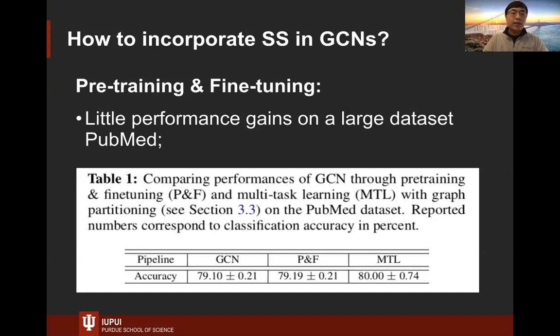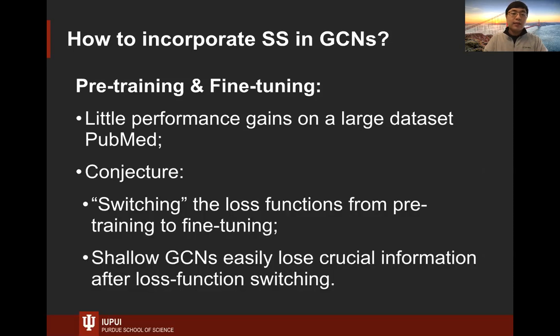For the first question, how to incorporate self-supervision in graph convolutional networks, the paper proposed three schemes. The first scheme is pre-training and fine-tuning, here denoted as PNF. According to Table 1, the result shows that this scheme has little performance gain on a large dataset, PubMed. The author argued that switching the loss function from pre-training to fine-tuning is the main reason, because a shallow model easily loses crucial information after the loss function switching.